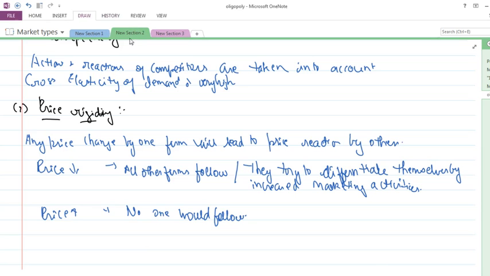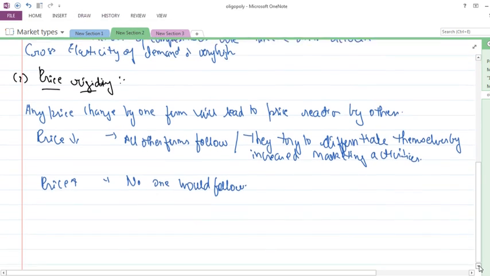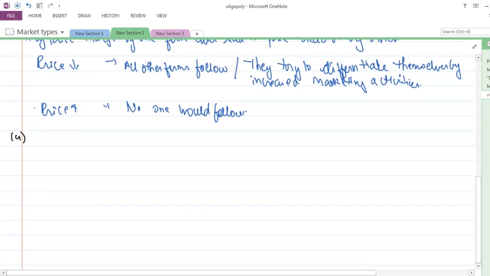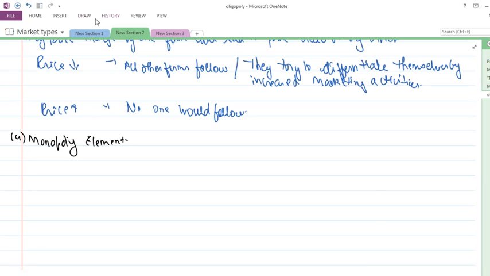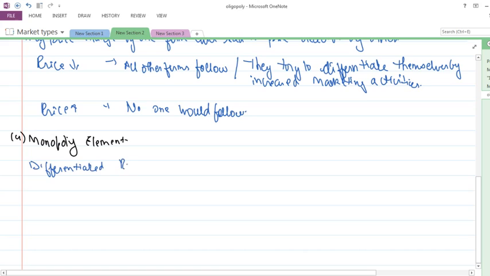The fourth feature of the oligopoly market is the monopoly element. As the products are differentiated, the firm enjoys some monopoly power. Differentiated products offer some degree of monopoly.